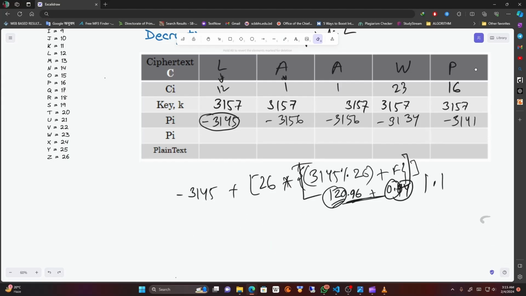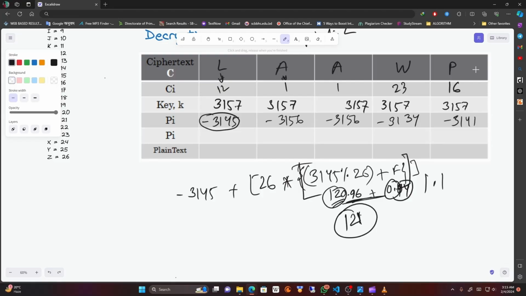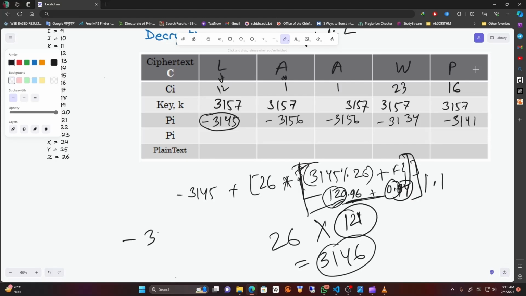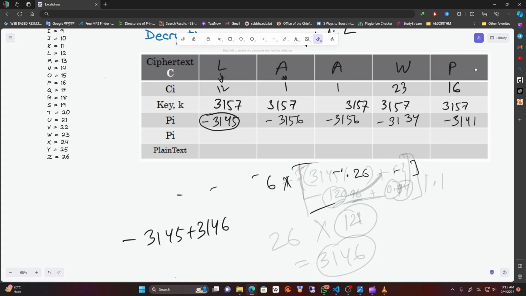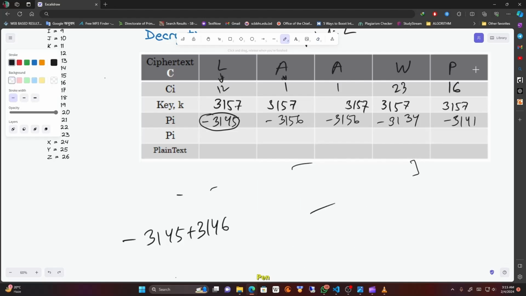According to the equation, this whole thing will be 121 now. Now we will multiply this 121 with 26, and we will get 3146 as a result. Now if we do 3145 plus 3146, this is our equation. If we do this, then our result will be 1, so we'll write here 1.